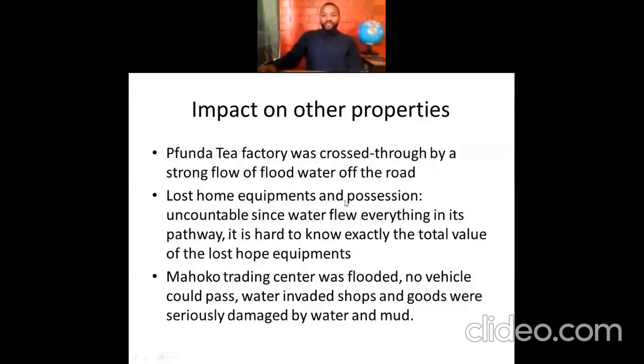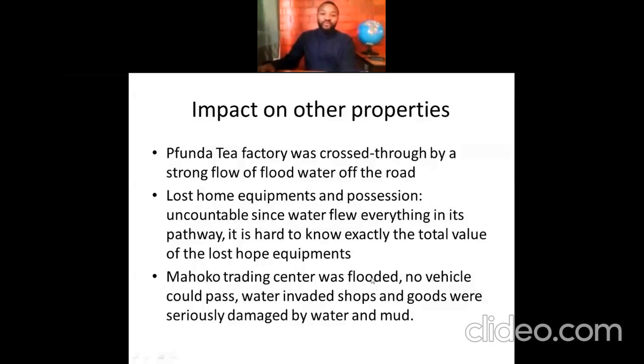Lost home equipment and possessions were not able to be counted because none was able to take anything out. So houses that were invaded, some of them were completely destroyed. Others, water took everything that was in the house and flew with it downstream. So the officials were unable to count how much home property was lost.